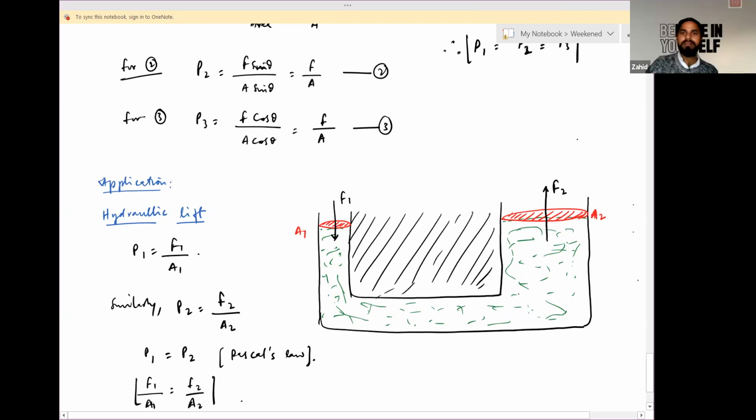So we can generate a large amount of force by just pushing with small force on this small piston. So the greater the ratio of area of these two pistons, it will generate a larger amount of force, which will be capable of uplifting different heavy objects.